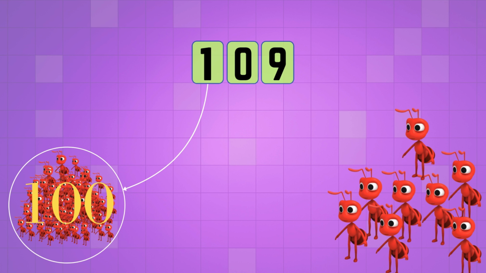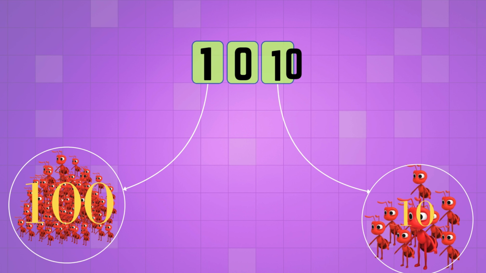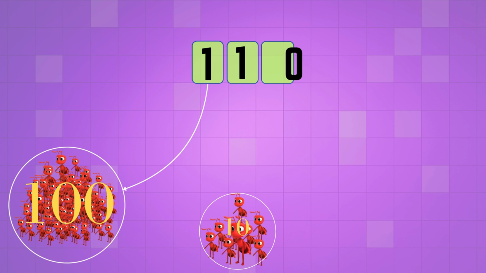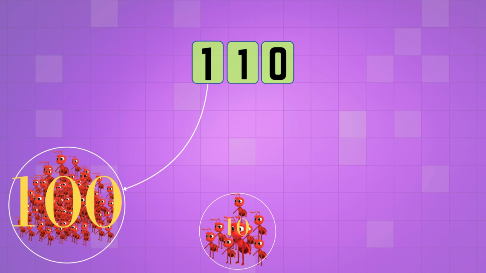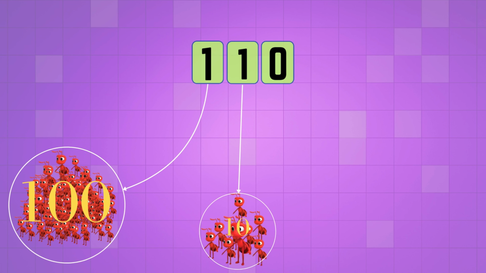Now, what if we add one more ant? That makes 10 ants in the ones place. And guess what? That's a full group of 10. So we move them to the tens place. The 0 in the tens place disappears, and a 1 takes its spot now, showing one group of 100 ants and one group of 10 ants.